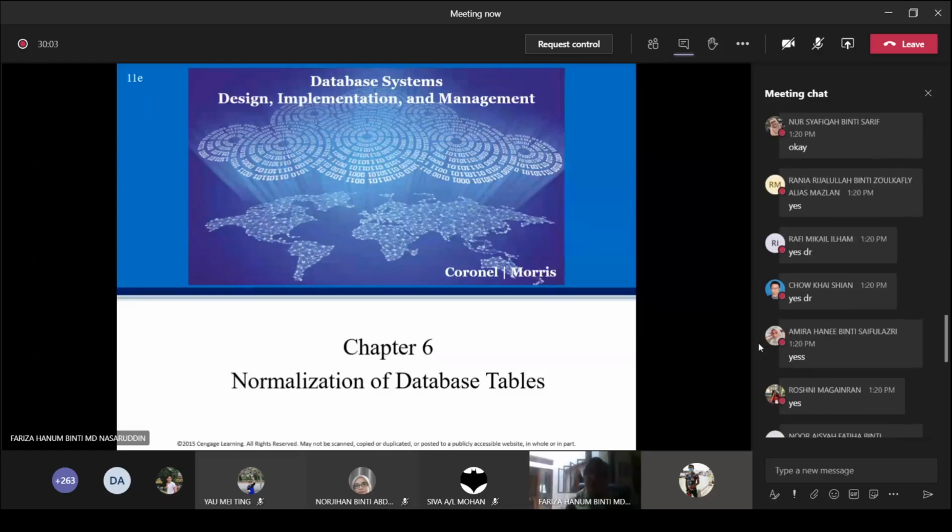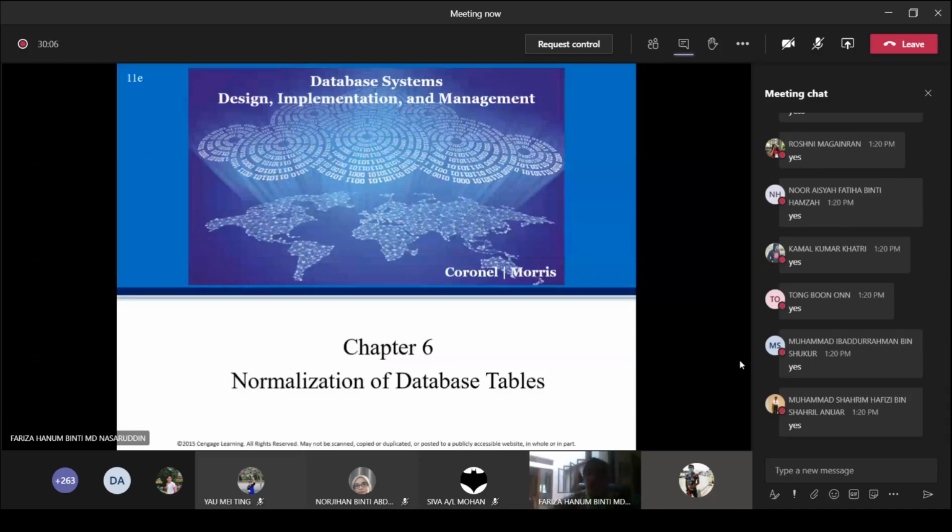There are other normal forms beyond the third, but in many cases, as long as you are in the third normal form, your database is quite okay and will be able to function quite well. So what is a third normal form? Tables can be in various normal forms. It can start with first normal form, second normal form, third normal form. It can even go to the fourth, fifth, and so on.